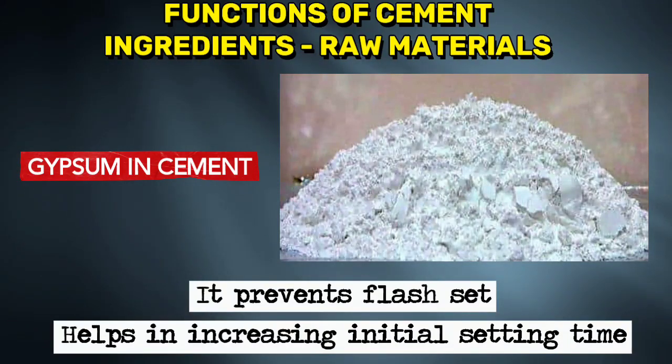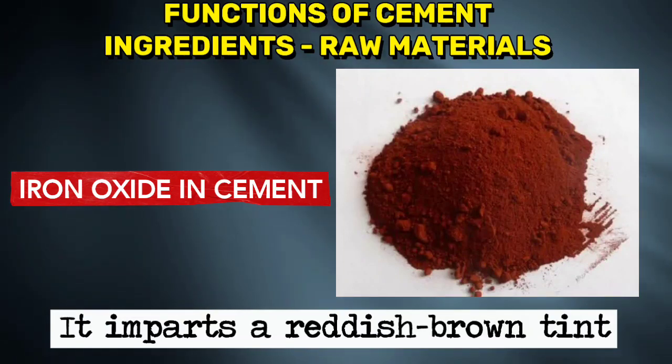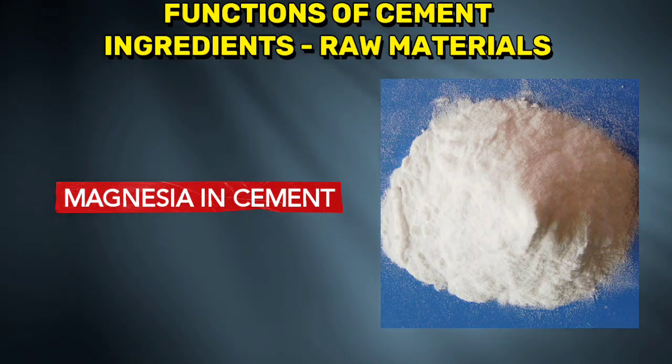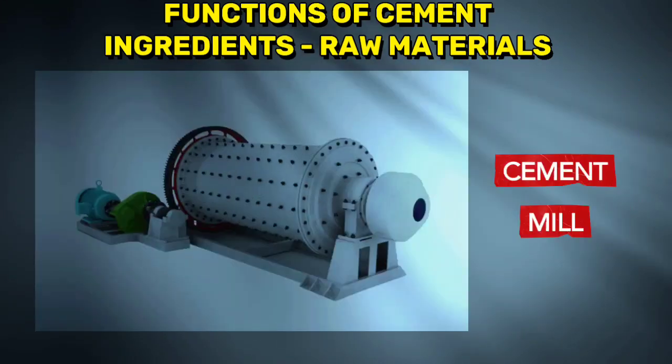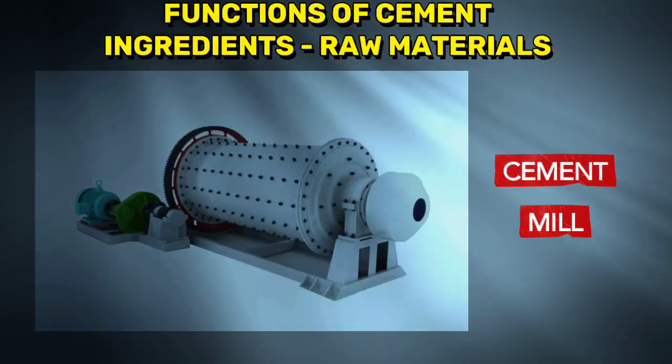Then we have the gypsum. The gypsum helps in increasing the initial setting time of the cement, and it prevents what we know as flash set. Then we have the iron oxide. Basically, it imparts color, and it does impart strength, hardness, and toughness to the cement. Talking about color, it imparts a reddish brown tint in the cement. We have other components such as the magnesia. It imparts color too, and hardness. Then sulfur is responsible for inducing soundness in the cement.